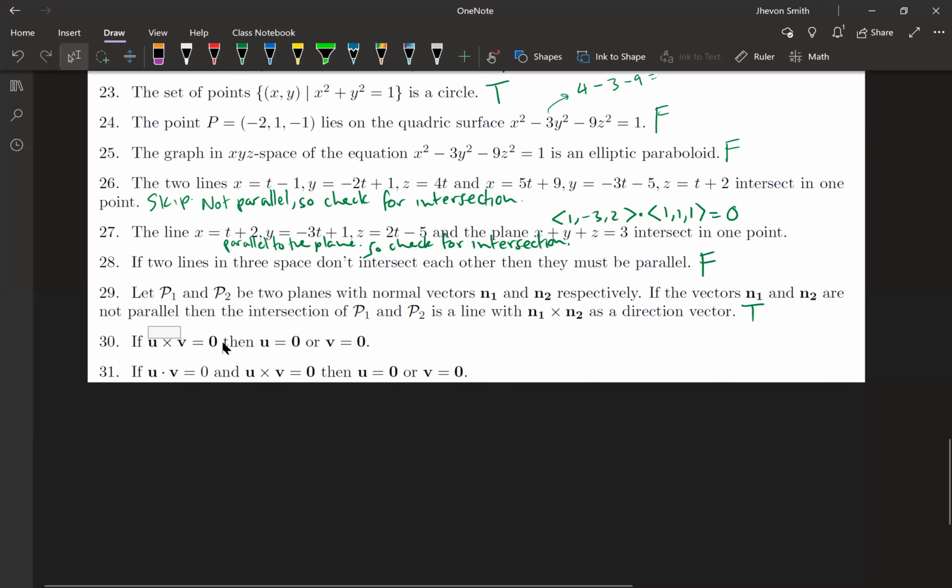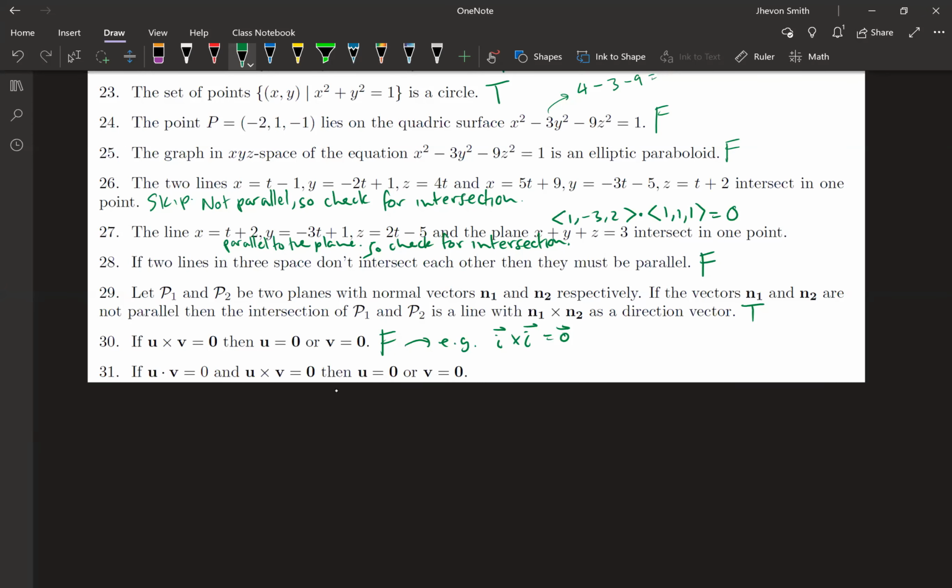Okay, so if U cross V is 0, then U equals 0 or V equals 0. We know that's false, and again, we can use the same example. I cross I is 0, but neither of those are 0. If U dot V equals 0 and U cross V equals 0, then this is true. Do both of these have to happen?